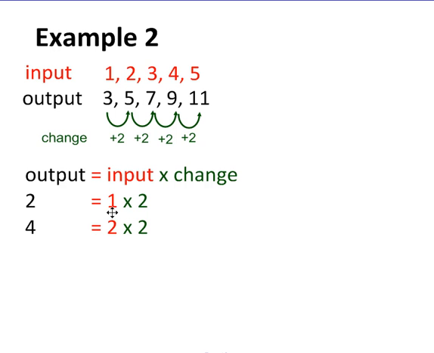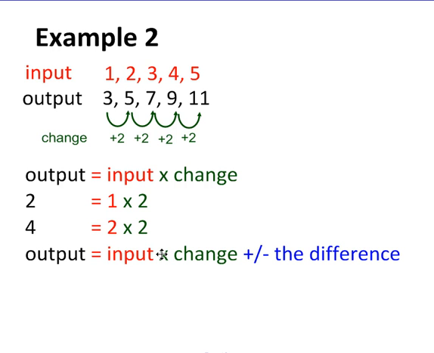However, when I put that into my equation, 1, so that's the first number, times 2, the change, I get 2. Hold on. It's meant to be 3. When I put in 2, the second number, 2 times 2, the change, I get 4, but it's meant to be 5. What's missing? There's something missing. Have you noticed a difference? Here we go. The last part of the rule. We add or minus the difference.